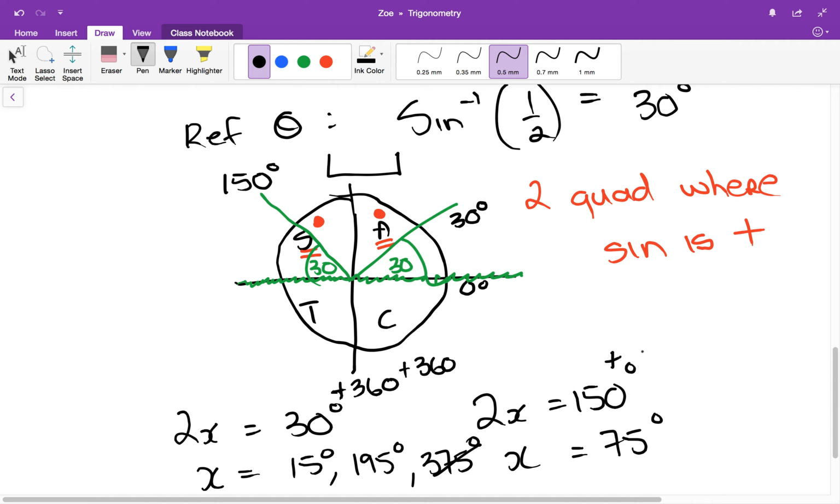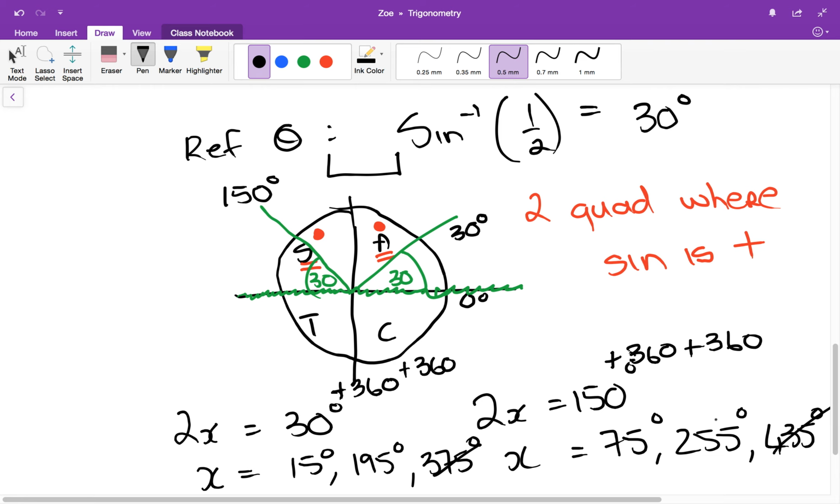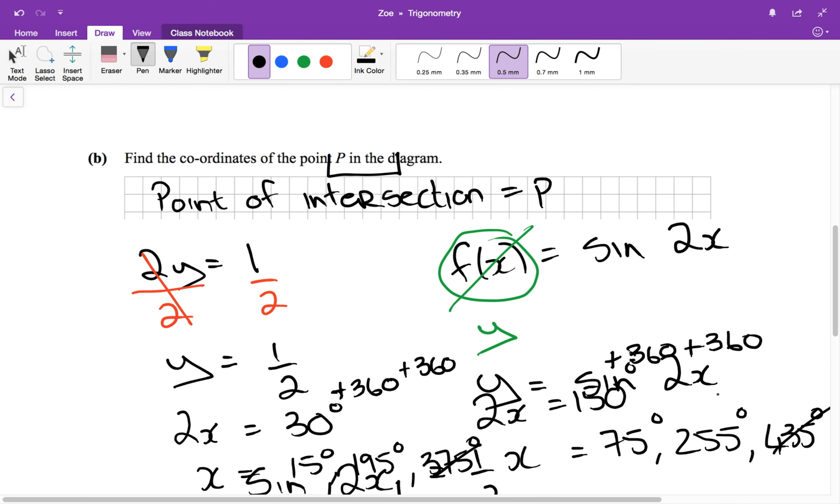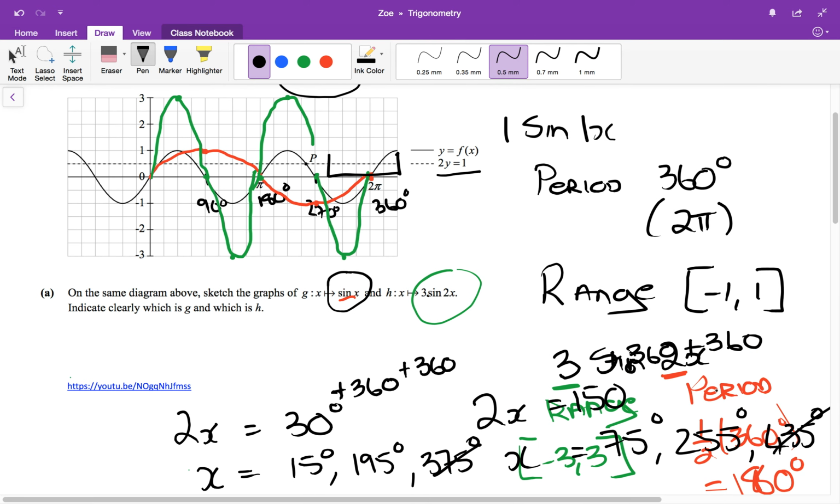And then on the far side we do the same thing, so we add on 360 over here. So that's 510, which we divide by 2, which gives us a second answer here of 255. And then we add on another 360, which is 870, and we divide that by 2, which is 435, but because that's outside of 360, we reject that as well. So our possible answers for points of intersection are at 15 degrees, 195 degrees, 75 degrees, or 255 degrees.